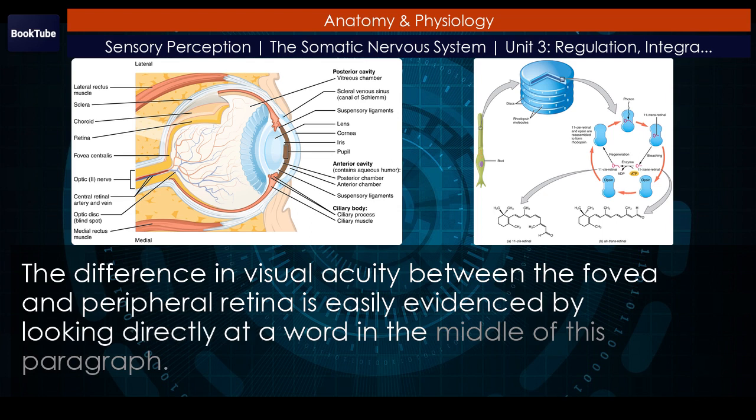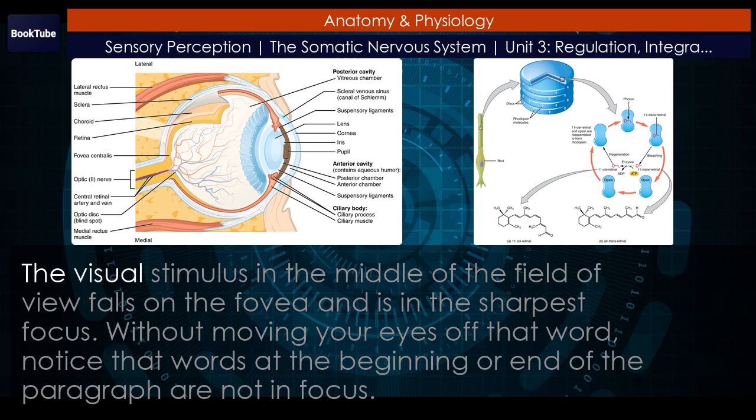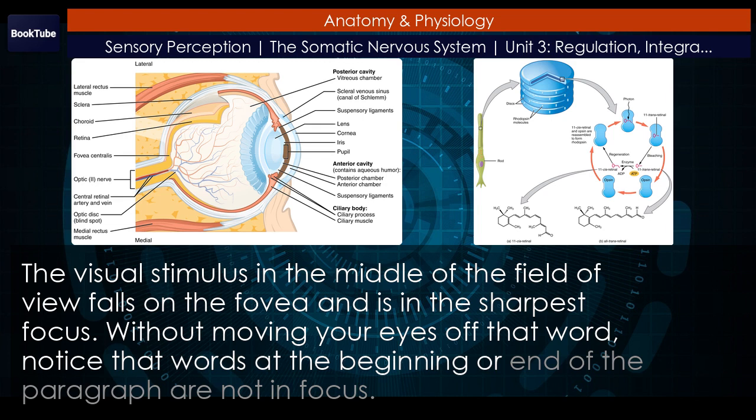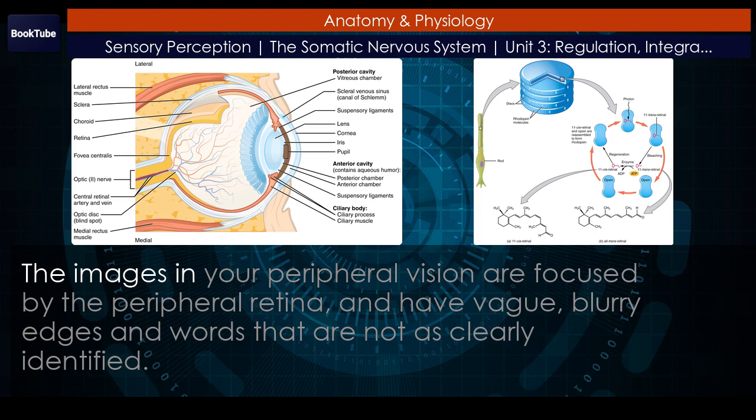The difference in visual acuity between the fovea and peripheral retina is easily evidenced by looking directly at a word in the middle of this paragraph. The visual stimulus in the middle of the field of view falls on the fovea and is in the sharpest focus. Without moving your eyes off that word, notice that words at the beginning or end of the paragraph are not in focus. The images in your peripheral vision are focused by the peripheral retina and have vague, blurry edges and words that are not as clearly identified.